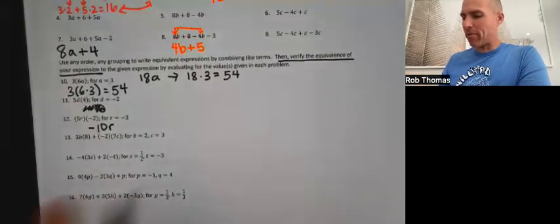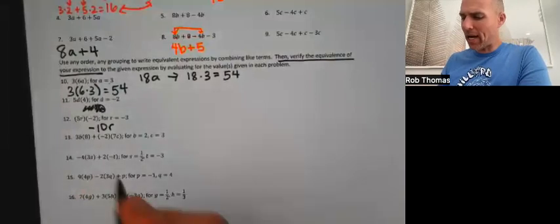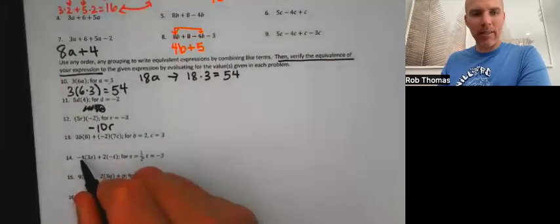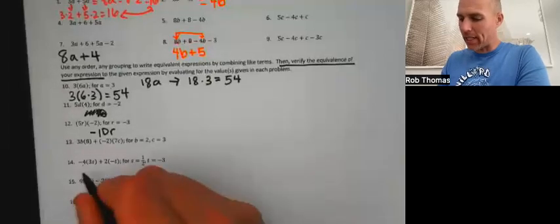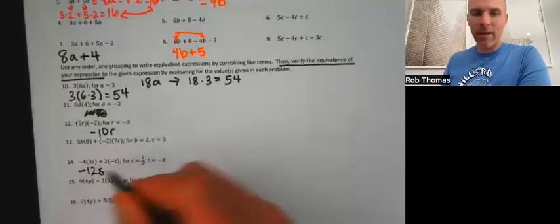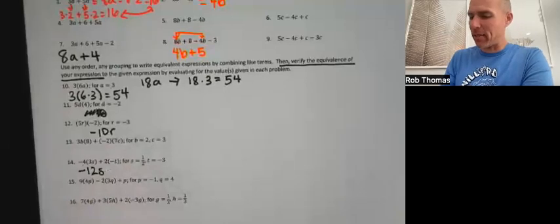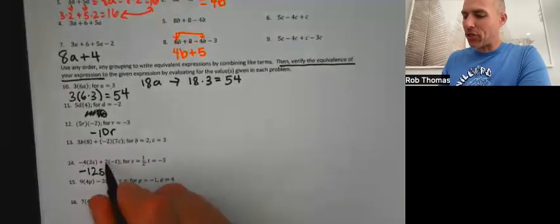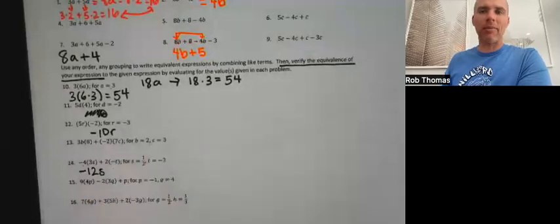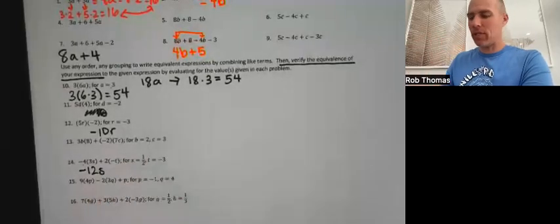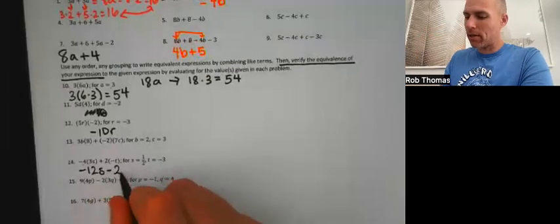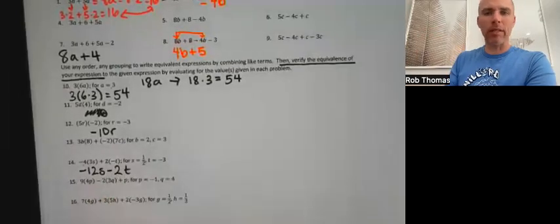How about number 14? So we got negative 4 times 3s. Negative 4 times 3 is negative 12. So we get negative 12s. Make sure your s looks like an s, not a 5, please. And 2 times negative t, that's just going to be negative 2t. And so I could write this as plus negative 2t, or minus 2t. Both are the same thing.